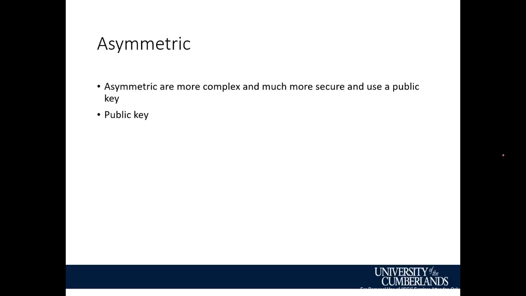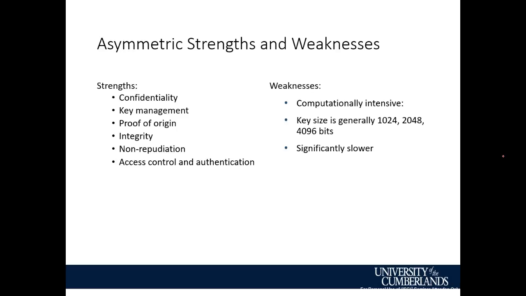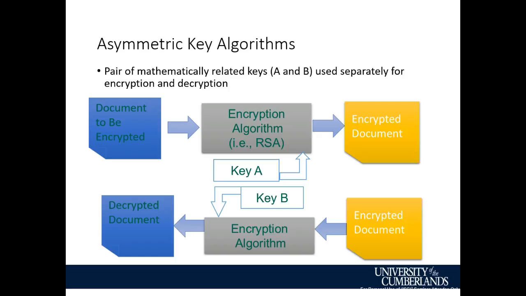So let's take a look at asymmetric. This is a little bit different. It's a little more complex. It's a security method that uses public keys, which we'll get into in a second. But the strengths: confidentiality, key management, proof of origin, integrity, non-repudiation, access control, and authentication. The weakness is the key size is generally 1024, 2048, or 4000 bits, and it's slower because it's working on one item at a time.